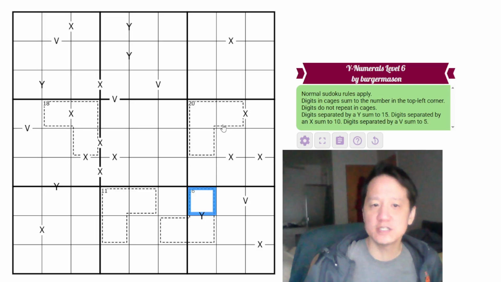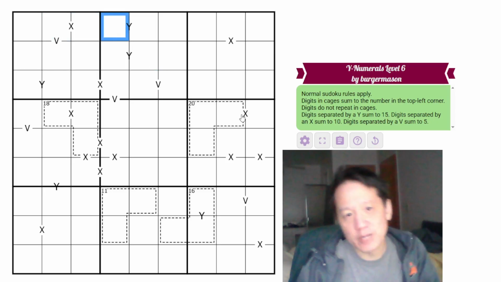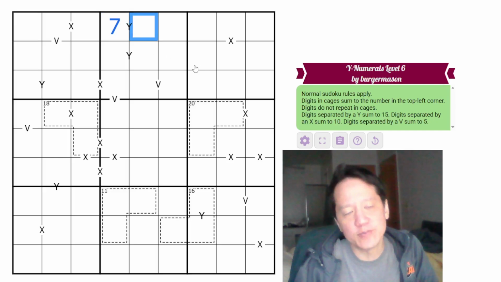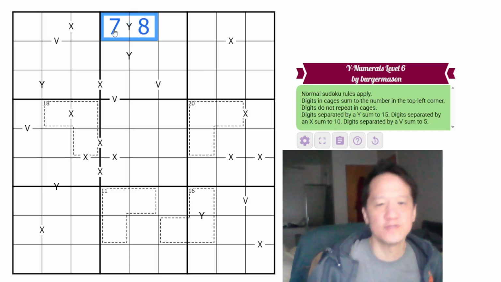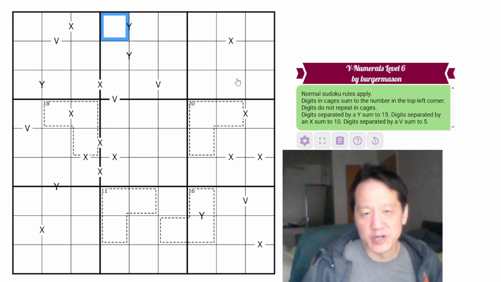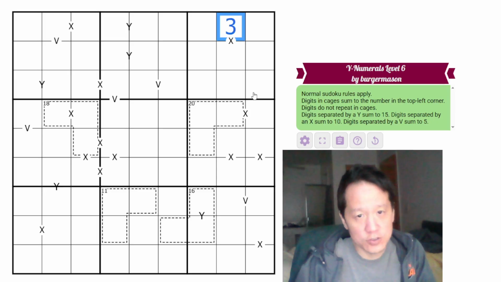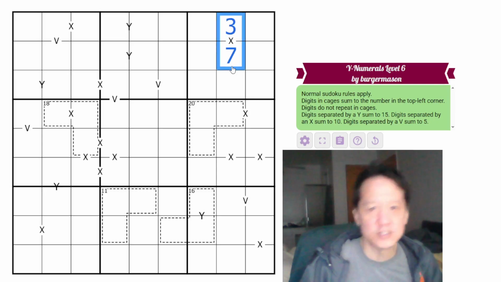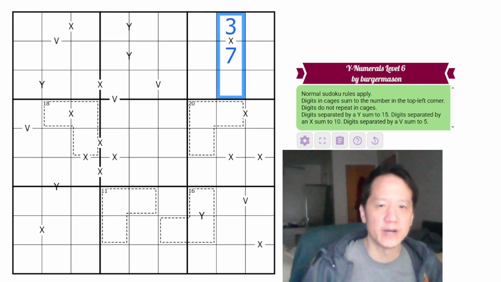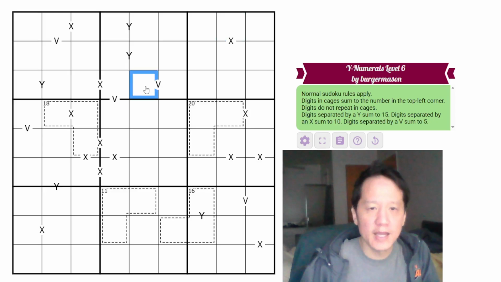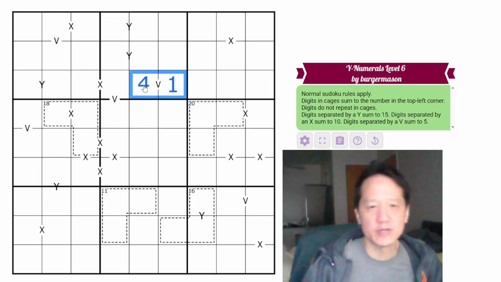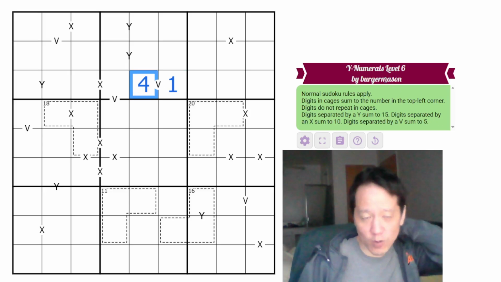Then we have digits separated by a Y sum to 15. Digits separated by an X sum to 10. And digits separated by a V sum to 5. So for example, if this was, say, a 7, this would have to be an 8, because those two digits must add up to 15. Similarly, if this was a 3, this would have to be a 7, because those two digits add up to 10, because they're separated by an X. And if this were, say, a 4, this would have to be a 1, because those two digits must add up to 5. And that's how X's and Y's and V's work.